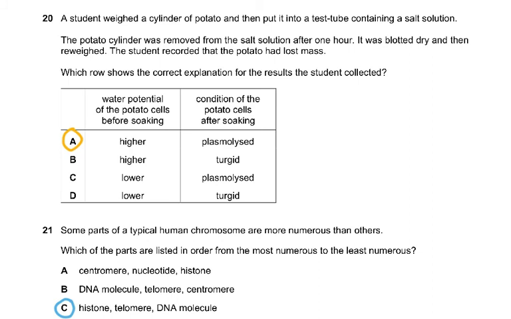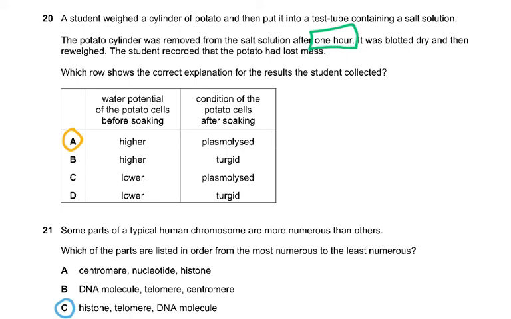Then question 20. A student weighed a cylinder of potato and then put it into a test tube containing a salt solution. The potato cylinder was removed from the salt solution after 1 hour. It was blotted dry and then reweighed. The student recorded that the potato had lost mass. So if it was, say, 2 grams, it became 1.5 grams. So which row shows the correct explanation of the results?